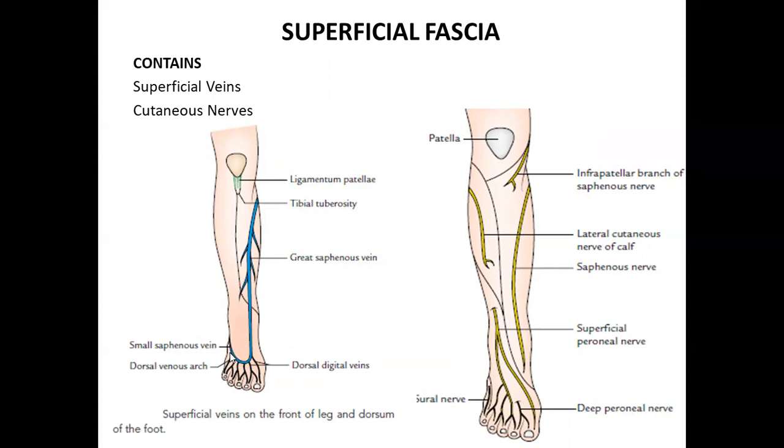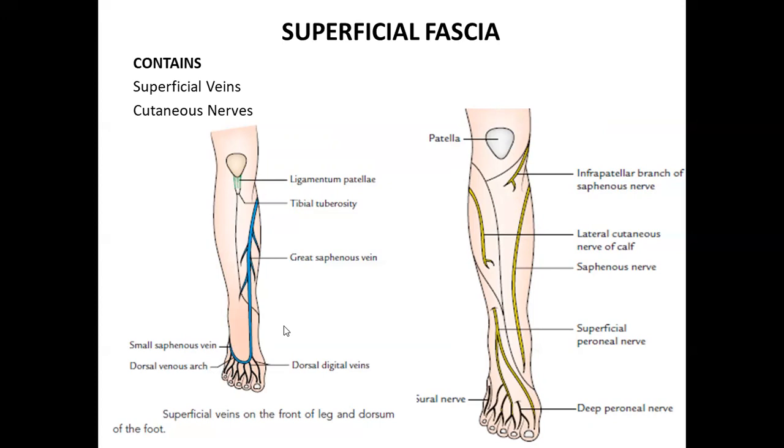So we have a dorsal venous arch, and we have dorsal digital veins, two in each toe. The dorsal digital veins of the adjacent toes join together to form these, the dorsal metatarsal veins. The dorsal digital vein of the medial side of the great toe joins the dorsal venous arch and forms the great saphenous vein, whereas the dorsal digital vein of the lateral side of the little toe joins this dorsal venous arch to form the small saphenous vein.